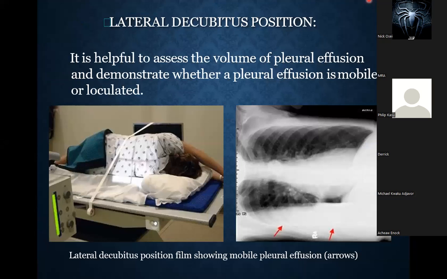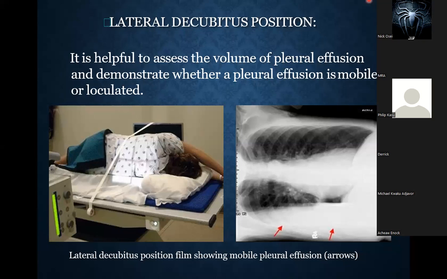Then this is also the lateral decubitus position. These are all chest X-rays, all right? It's important to help assess the volume of pleural effusion and demonstrate whether the pleural effusion is mobile or loculated. Sometimes you see a pleural effusion in the chest, but you are not sure whether it is the type of fluid that you can pass a chest tube for. Because mind you, if the pleural effusion is loculated, a chest tube might not be effective in draining it.